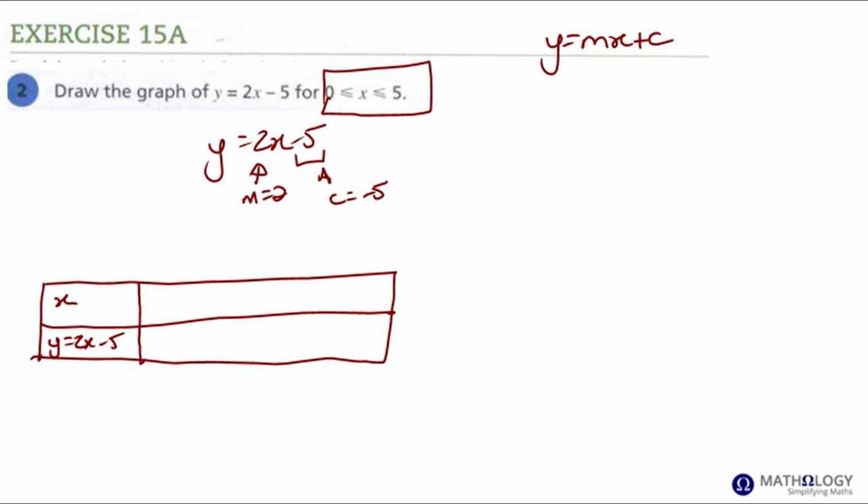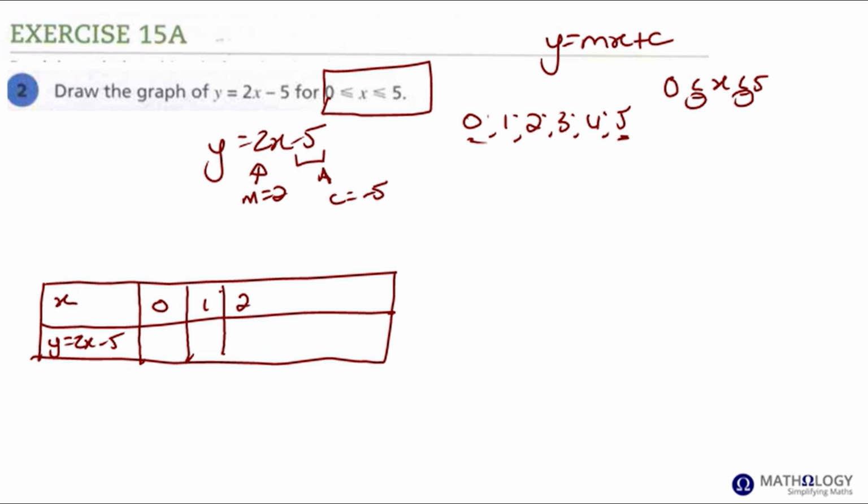We're not going to worry about any value other than an integer value. So we're going to start with the integers between 0 and 5. We'll start with 0, and then 1, 2, 3, 4, and 5. This inequality, that inclusive sign, means that we include 0 and 5. So we've included 0 and 5. So just list the x values in the table. And then we substitute in turn these x values into the expression.